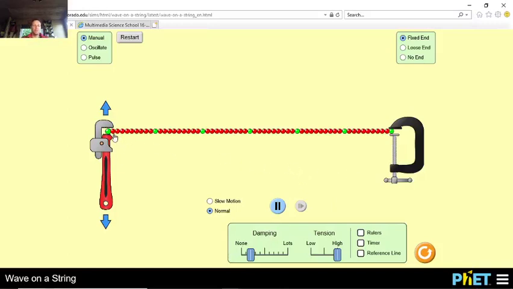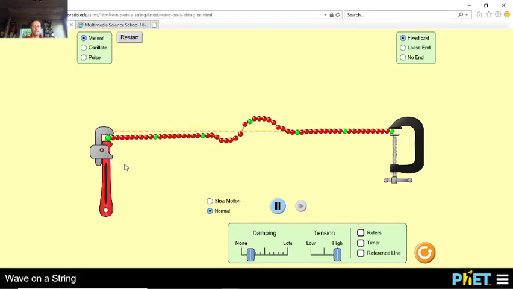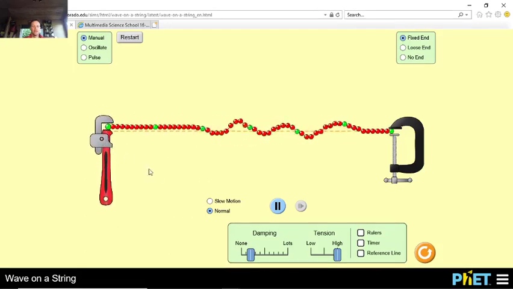I want you to imagine you've got a string. The string is shown by these red and blue balls, which represent the particles in a string. It's fixed at this end by a clamp, so it can't move at all, and this end, the arrows here, is allowed to vibrate up and down. If I wiggle it up and down, I'm sending a progressive wave all the way along from this side to that side.